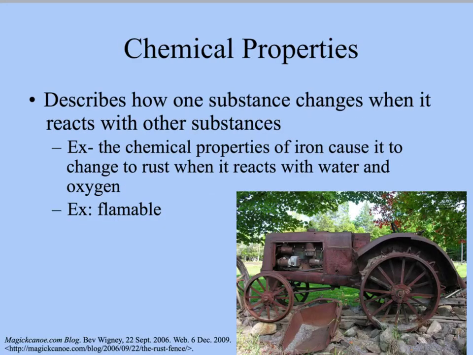Chemical properties describe how one substance changes when it reacts with another substance. The key word here is reacts. If there's a reaction going on, it's a chemical property. For example, the chemical property of iron causes it to change to rust when it reacts with water and oxygen in the air. Another example of chemical properties would be flammability.